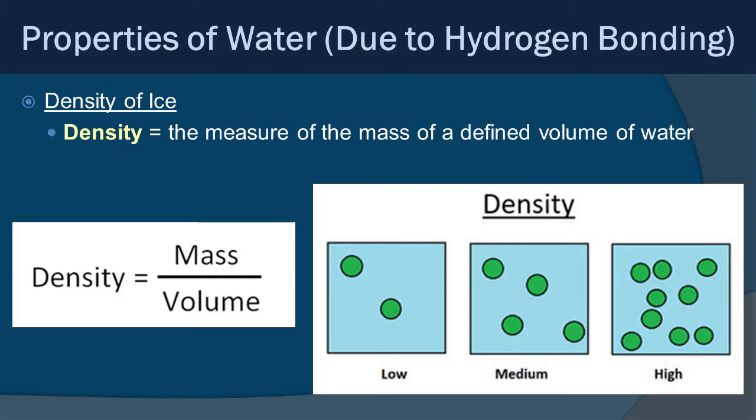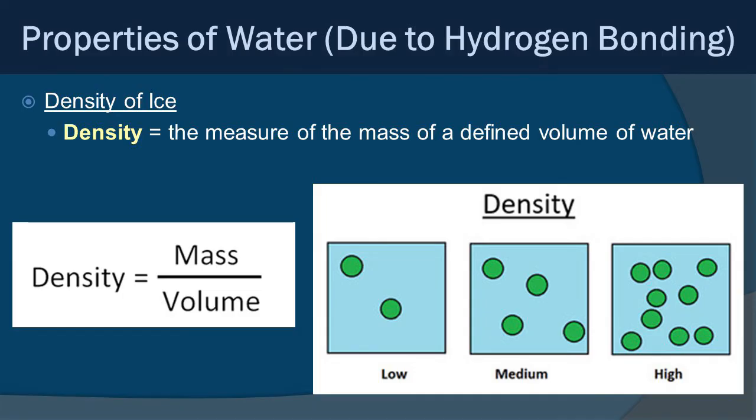For example, these images here, you see the low density has 2 molecules in it. Medium density, there are 4 molecules, and high density, you have a lot more molecules. So essentially, the higher the number of molecules per that same volume, the higher the density.